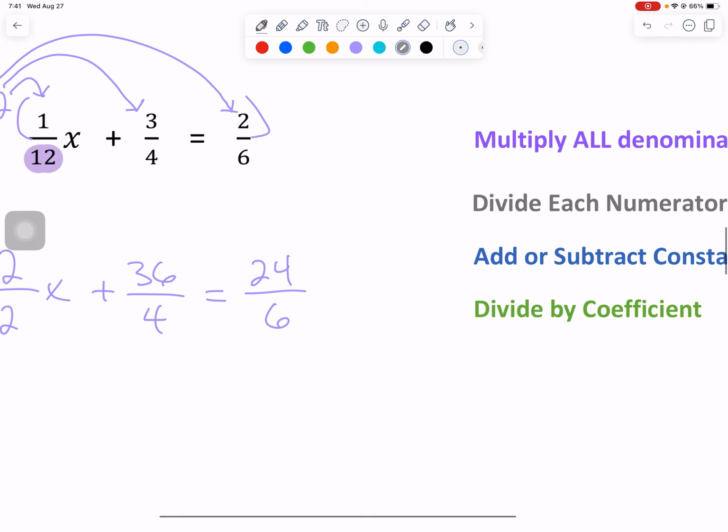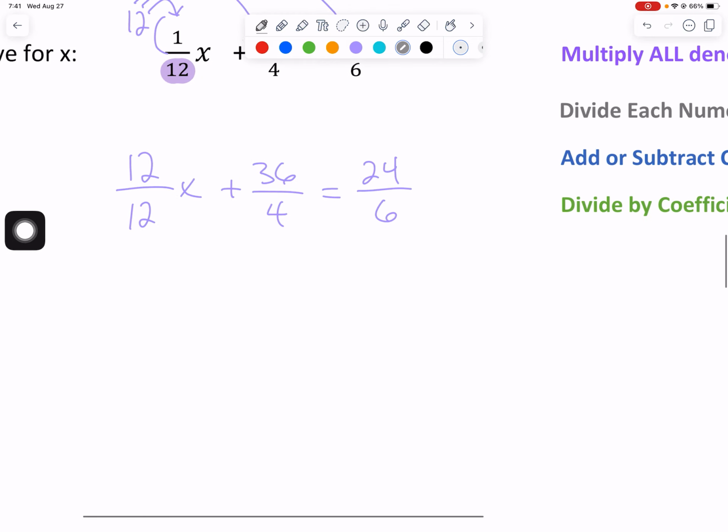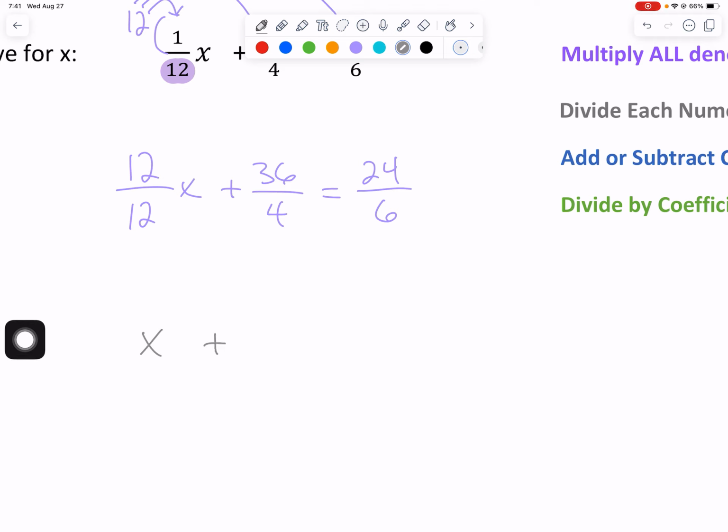Step 2 in gray here will then be to divide each numerator by their denominator. Well, 12 divided by 12 is 1, leaving us 1x. And how many x do we see? Just 1. Then we will do 36 divided by 4, which is 9. Bring down that equals 24 divided by 6 is 4.